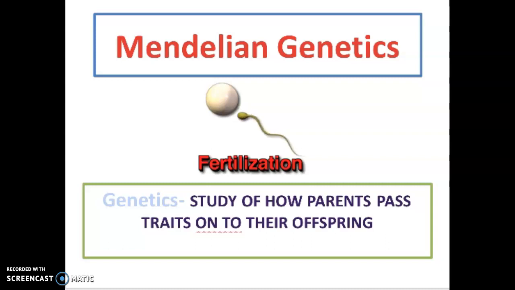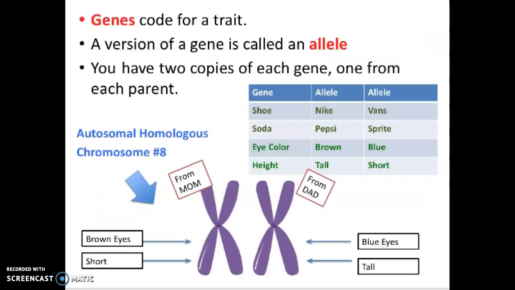Mendelian genetics. Genetics is the study of how parents pass their traits, characteristics, or even their DNA from one generation to another. In order to understand genetics, we first have to look at DNA. DNA has a lot of components. These components are called genes. Genes are segments or pieces of DNA that code for a trait.